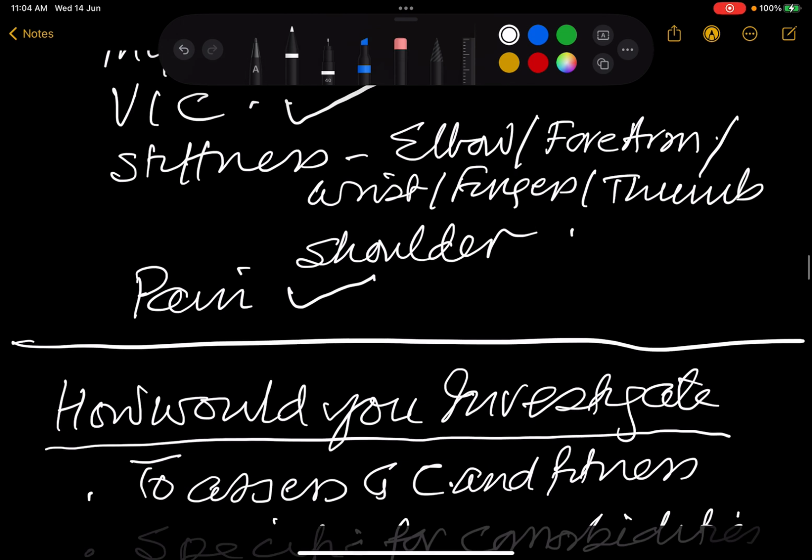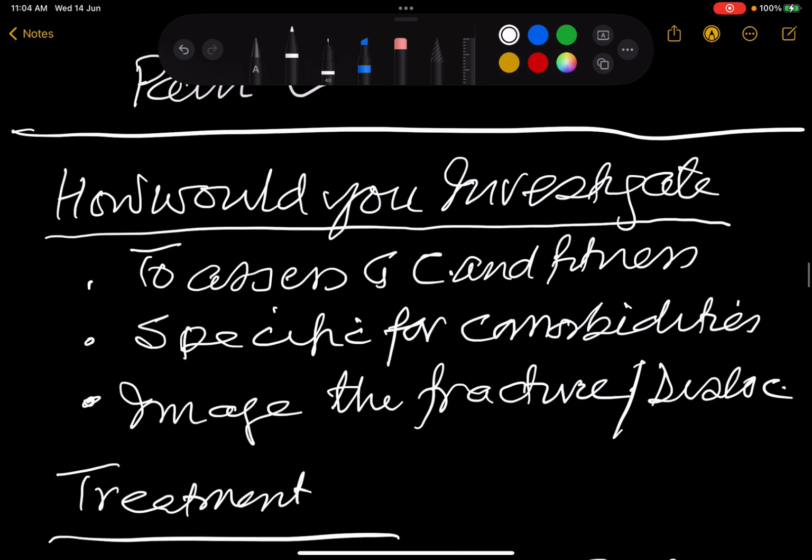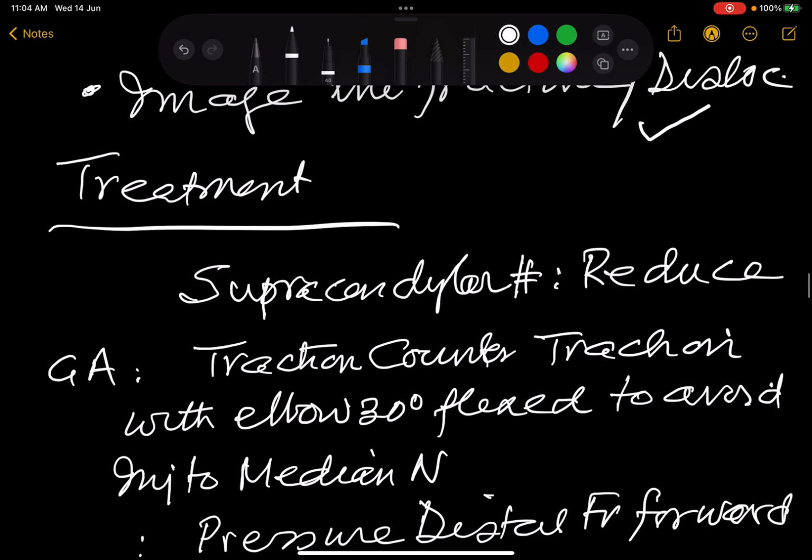Now, how would you investigate this case? You would assess the general condition for fitness, specifically for comorbidities, and you would image for the fracture and its distribution. Supracondylar fracture, you will reduce.